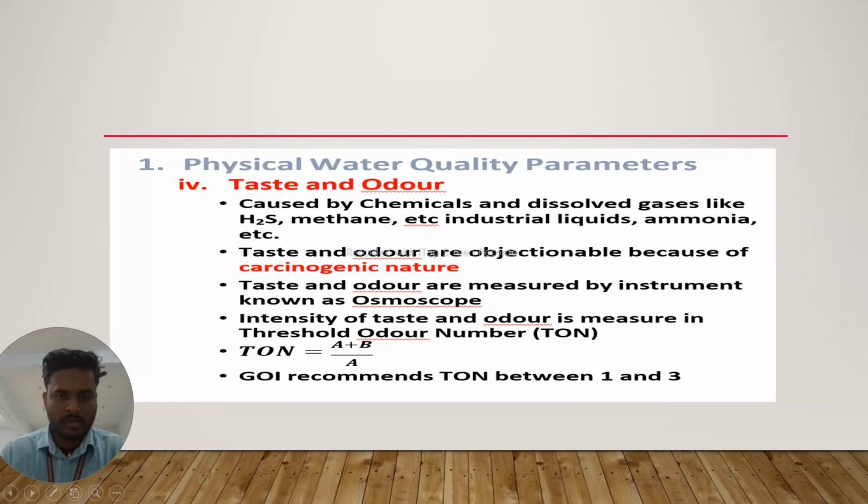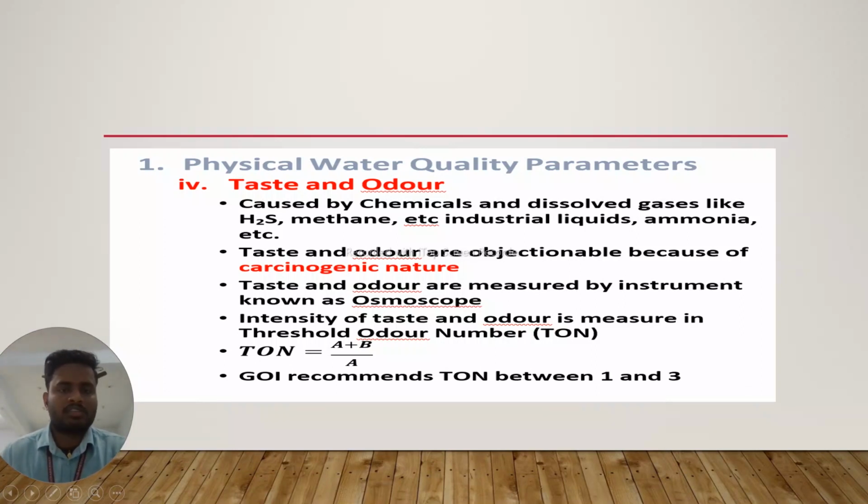So that is the instrument, the osmoscope, used to find out the taste and odor, meaning the intensity of taste and odor. So how much intensity is present in that water? The intensity of taste and odor is measured in Threshold Odor Number, or shortly we can say TON. TON stands for Threshold Odor Number. So TON equals (A plus B) by A. As per the Government of India, the recommended TON is between 1 and 3.